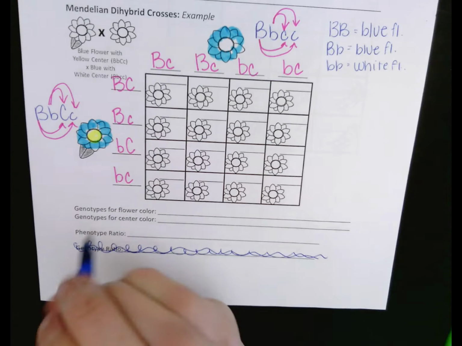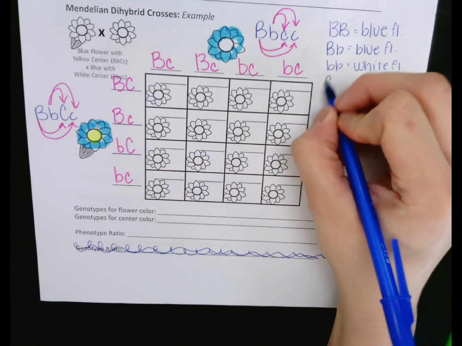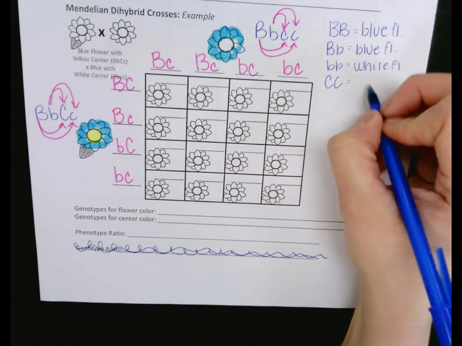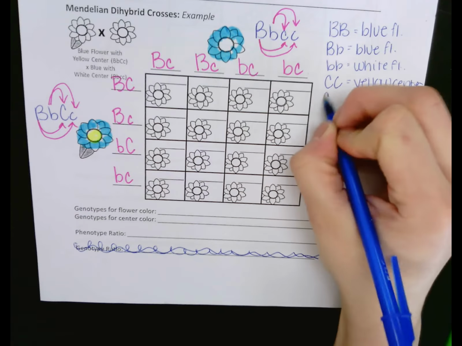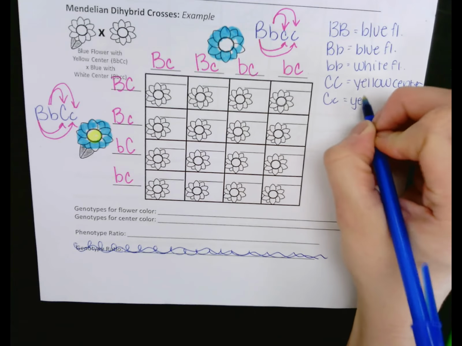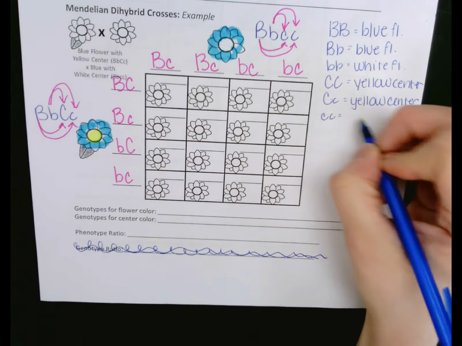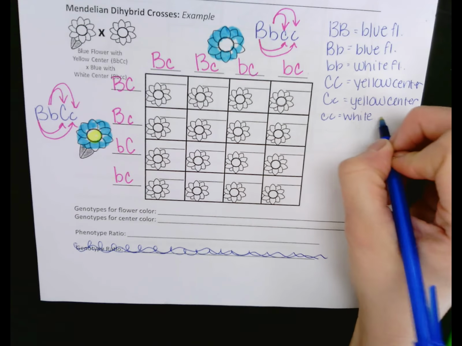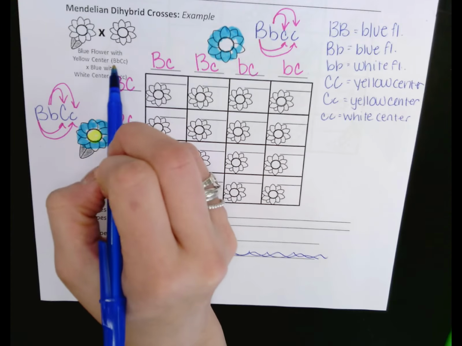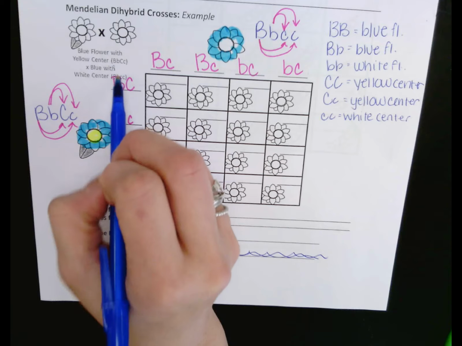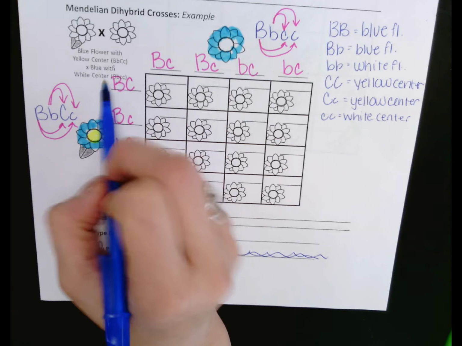But what about the C's? Well, let's do it again. We've got homozygous dominant, heterozygous, and homozygous recessive. Big C, big C would give us a yellow center. Big C, little c would give us a yellow center. Little c, little c would give us a white center. And we know this, guys, because look, in these initial crosses, big B is blue for both of them. Okay, and they're both carriers, but this one has big C and it's got a yellow center. This one has both little c's, it's got a white center.